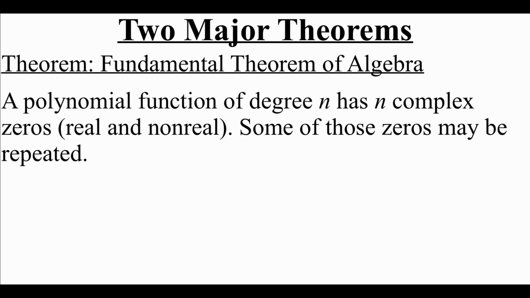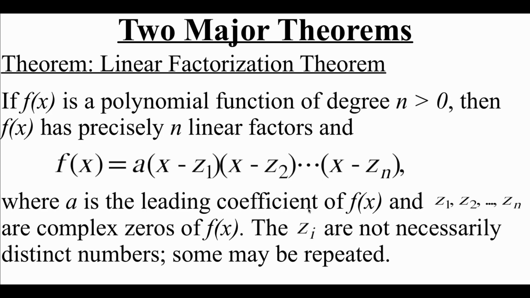Now some of those zeros could be repeated, but you would still end up with n zeros for an nth degree polynomial. So if you're thinking about a quadratic function with a degree of 2, that has to have two complex zeros. They might be real, they might be imaginary, but it still has to have two zeros. Or a cubic function, that has to have 3 zeros. A quintic function, which would mean a power of 5, would have to have 5 zeros because its degree is 5.